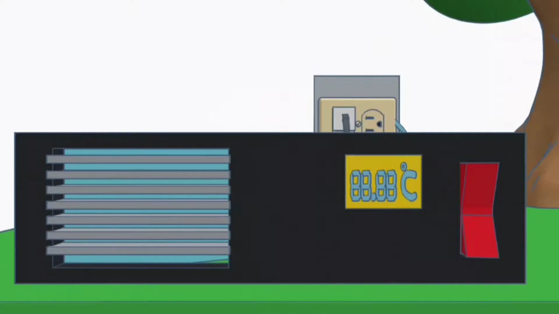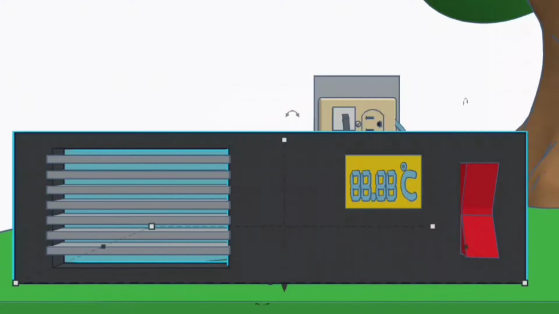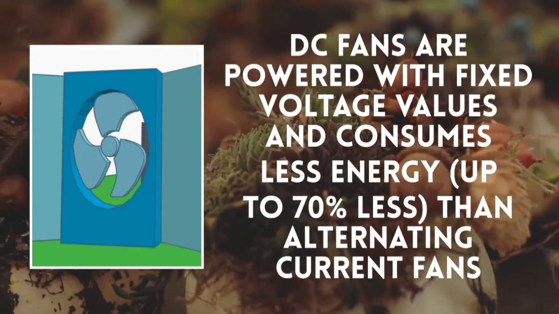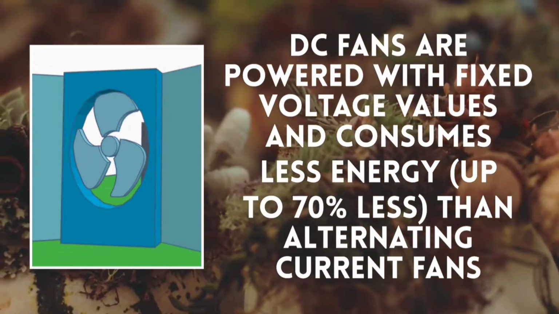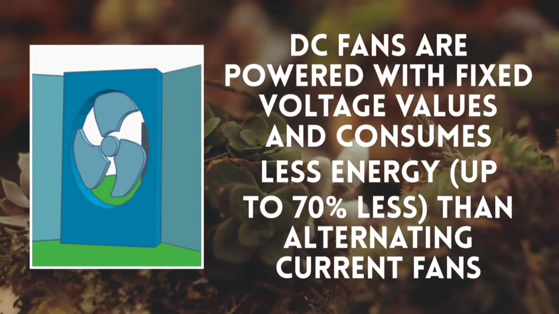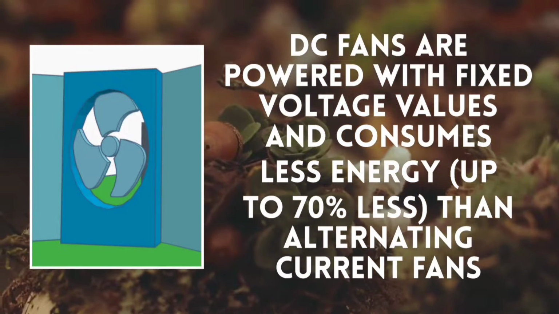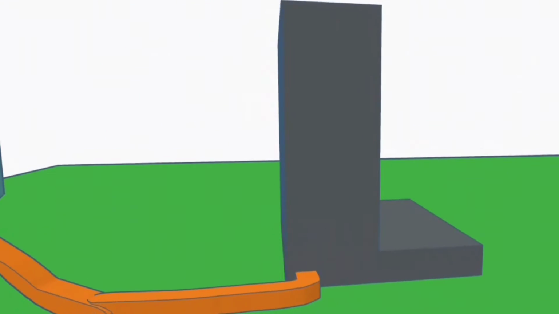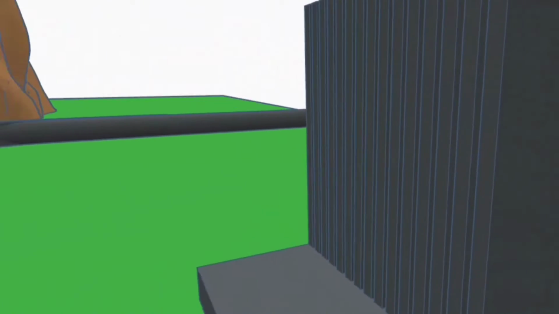After the system is supplied with enough electrical energy, it will produce air using a direct current fan. The DC fan is powered by a fixed voltage value and consumes less energy, up to 70%, compared to the traditional alternating current fans. For the ventilation, the system will be using the same DC fan, and it is supported by a heat sink located at the back of the system adjacent to the fan.